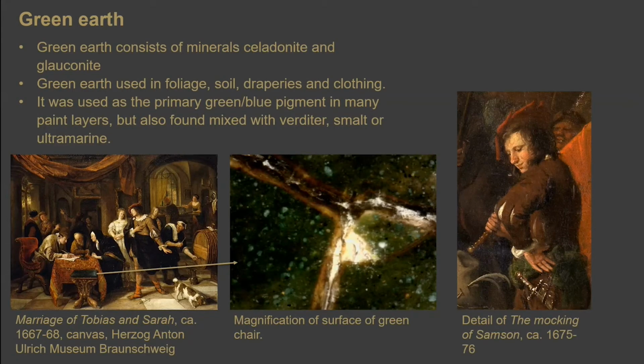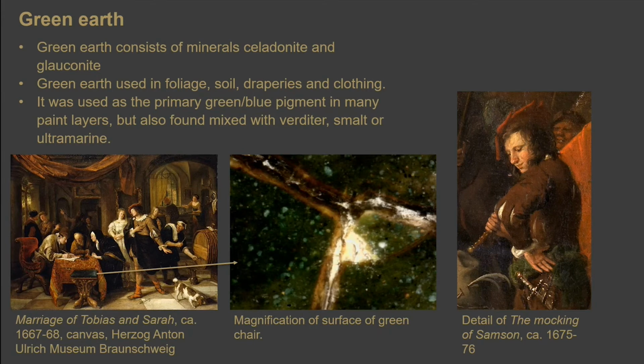Even though green earth wasn't commonly used as a main pigment for green paints in the 17th century, we found it very often in Steen's paintings from the second half of his career. Green earth consists of the minerals celadonite and glauconite and has been used since antiquity, often in wall paintings or as underlayers, for instance in skin tones.